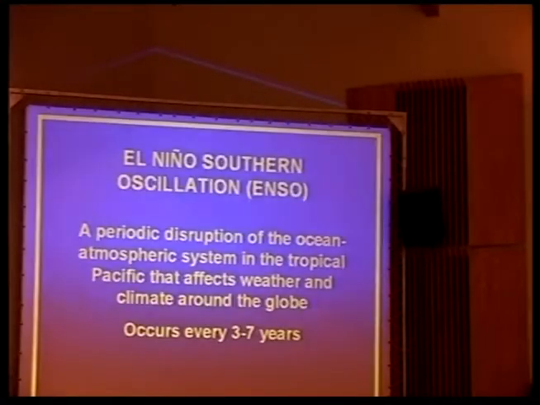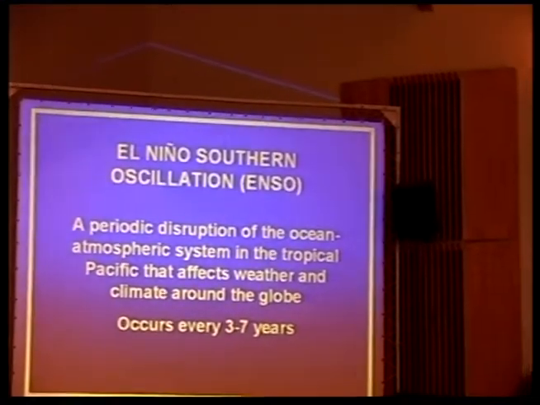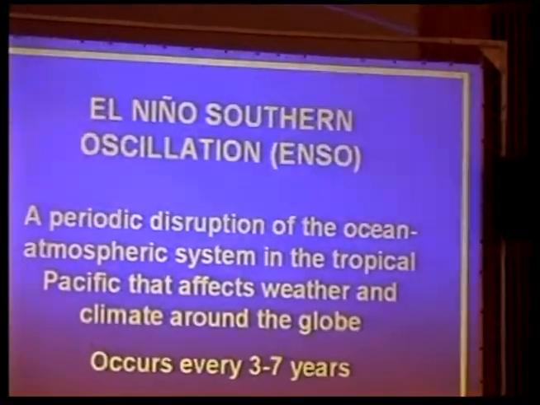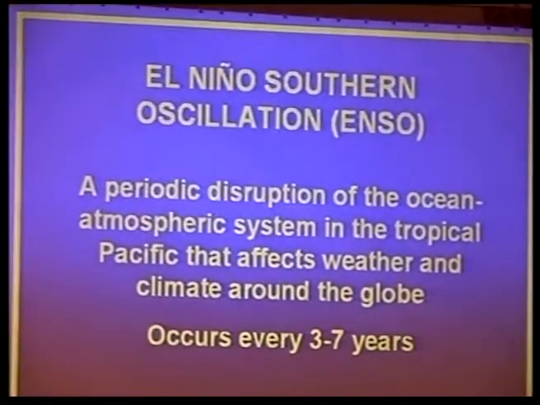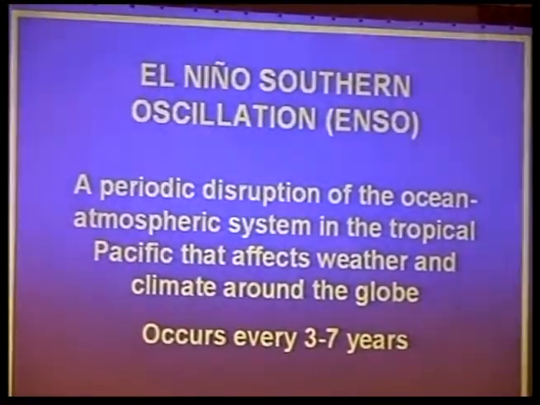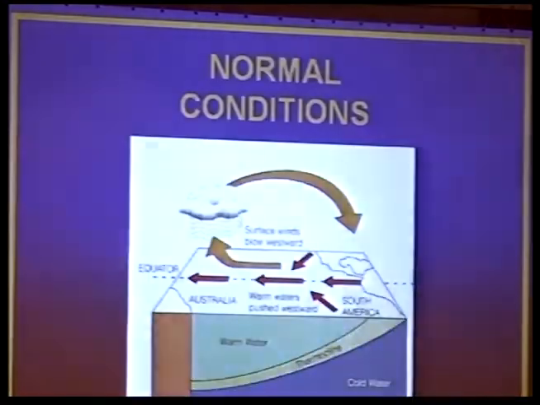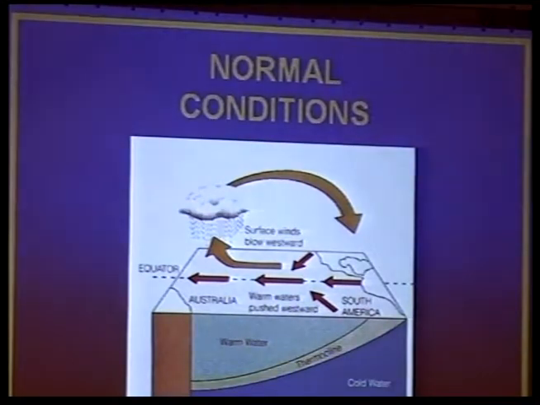So what about El Nino? Well, El Nino and global warming, sometimes people tend to mix them up. Global warming is a steady increase of the temperature in the atmosphere due to these greenhouse gases. El Nino doesn't really need to be the same thing. It's a periodic disruption of the ocean atmospheric system, which is things that happen in the Pacific.